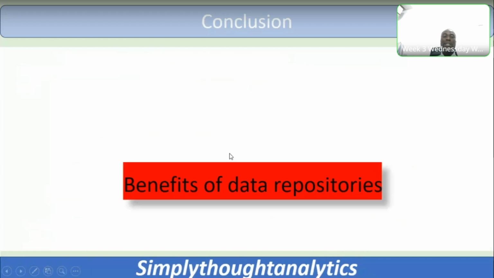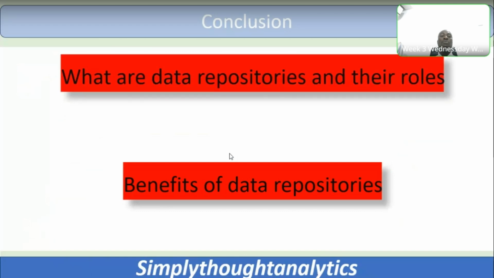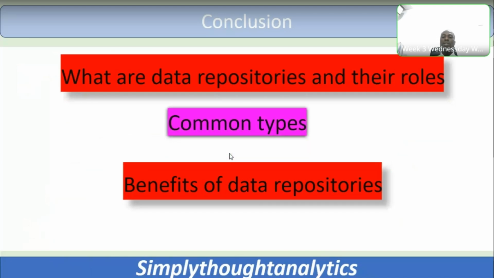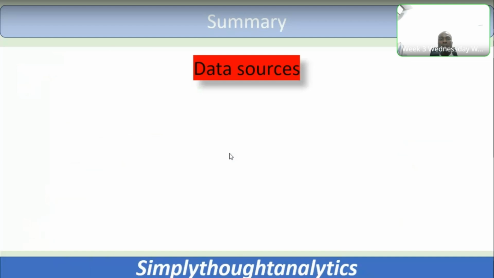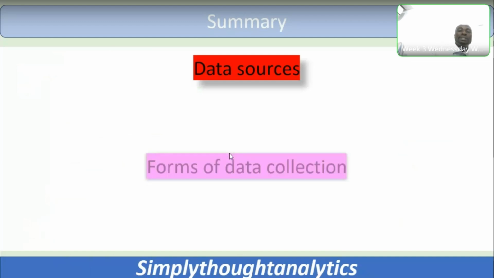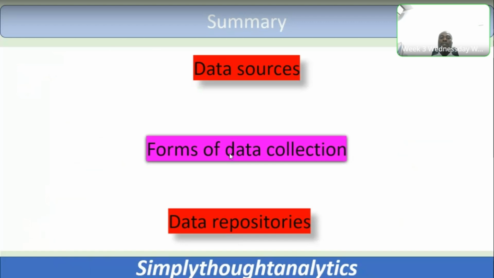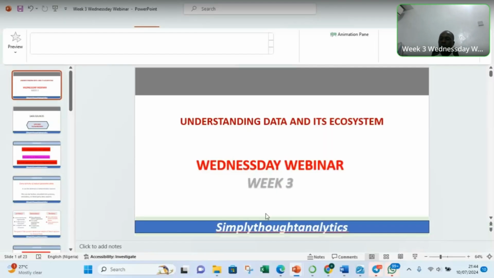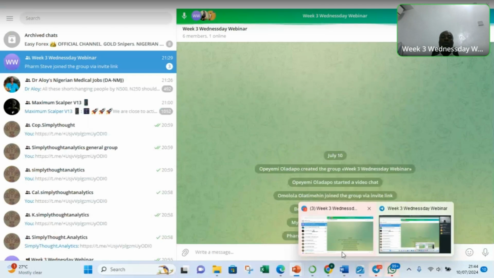So in conclusion, we have been able to see the types of data repositories that we have and their roles. We have been able to see some of the benefits and the common types that we have. In summary, we have been able to look at data sources, forms of data collection, and types of data repositories and their uses.